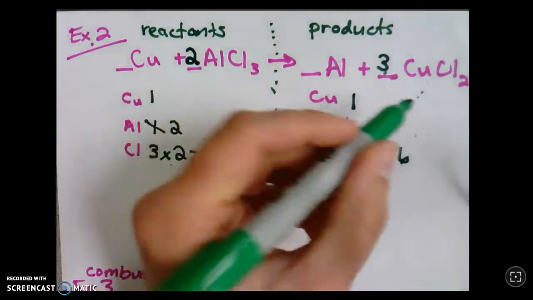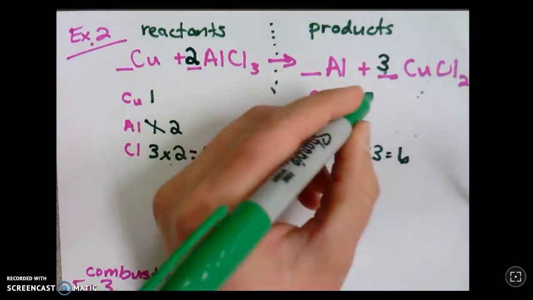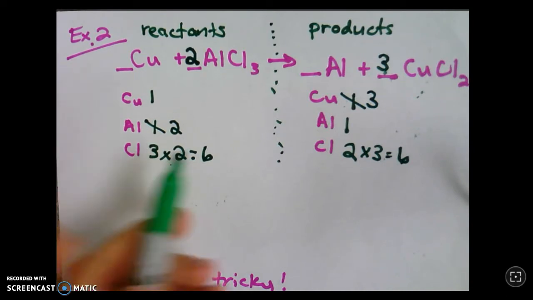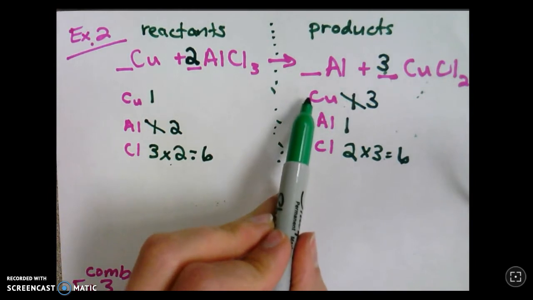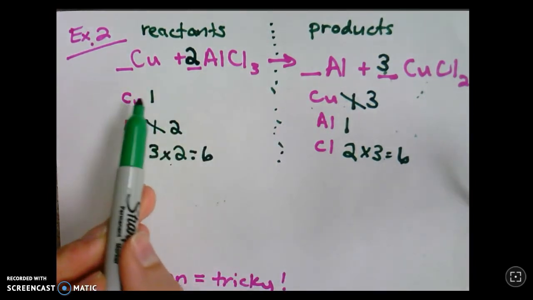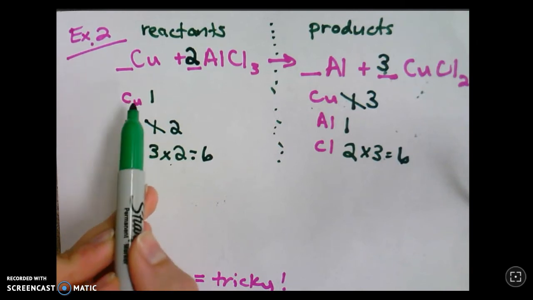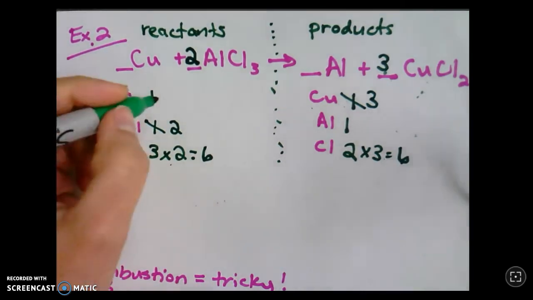And this changes my number of coppers on the right side. Now I have 3 coppers. So I'm going to go and fix the number of coppers because now this is not equal to this. Okay, so this side has less copper, so I need to multiply by something that will give me 3. I need to multiply by 3.